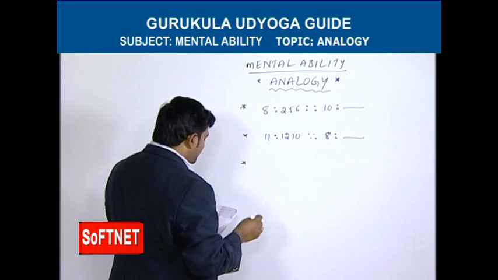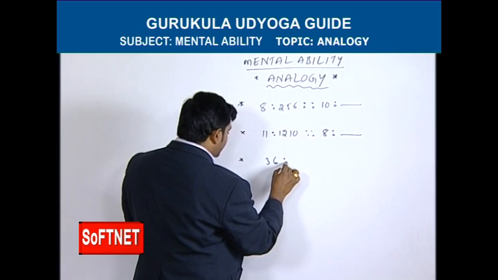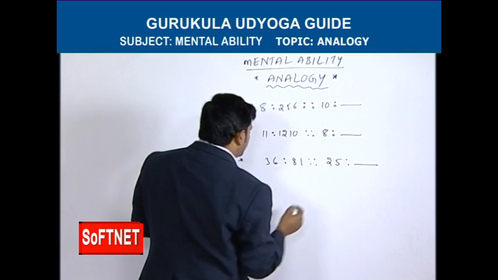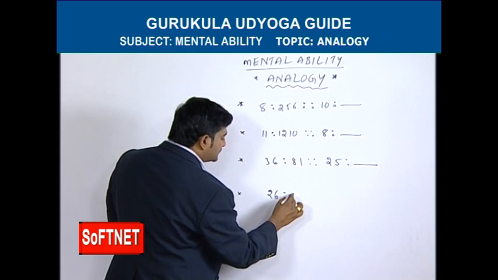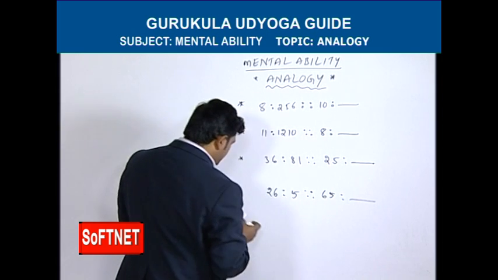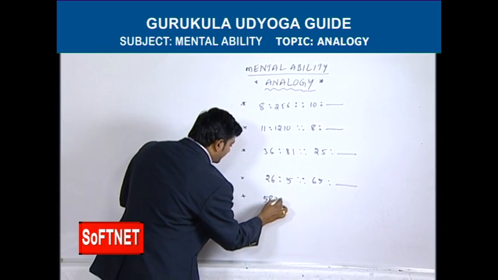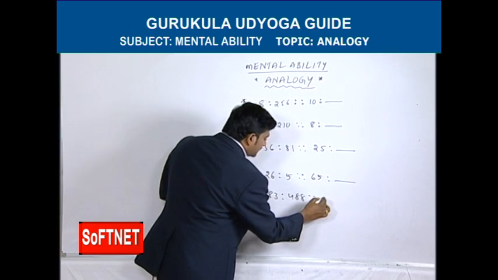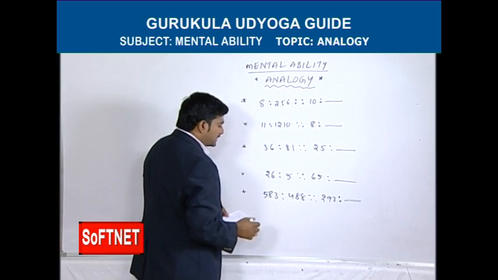So now third one is, let's say, 36 is to 81 as 25 is to dash. So now we'll take one more question, that is 26 is to 5 as 65 is to dash. Okay. So now this one, observe here, 583 is to 488 as 293 is to dash.